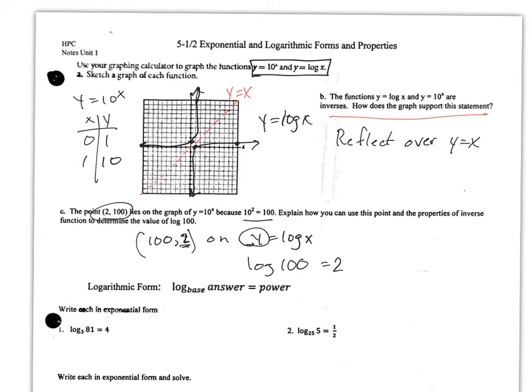Also, if we think about log base 10 of 100 equals 2, what does this really mean? So we start here with the base, the power lives way over here, and the answer is inside. So this is basically 10 squared equals 100, which is what this is telling you. So that's what that's telling you right there.